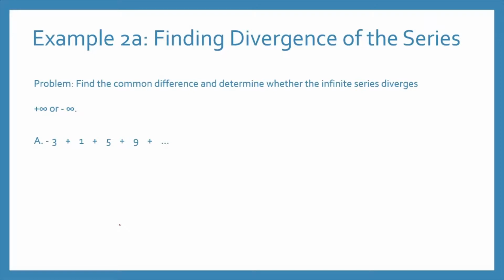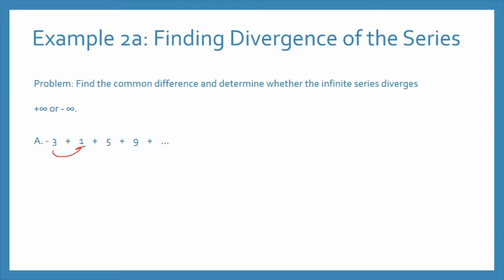So we'll move on to a second type of problem that's a little bit more involved. These problems are finding the divergence of the series again. However, this time you're not given the common difference. So this time we have to find the common difference and determine whether the infinite series diverges to positive or negative infinity. So the first problem here, we have the series -3 plus 1 plus 5 plus 9 plus, and it continues. So what we'll first have to do is find the common difference.